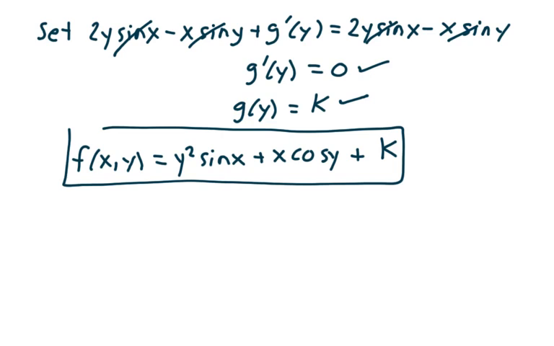And if we put it all together, we found our potential function. So f of xy, and that's little f of xy, is equal to y squared sine of x plus x cosine of y plus k. And let's take a look at one more example. So we're going to call this example 4.